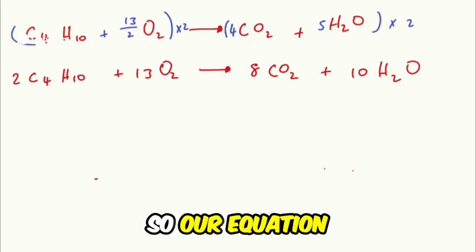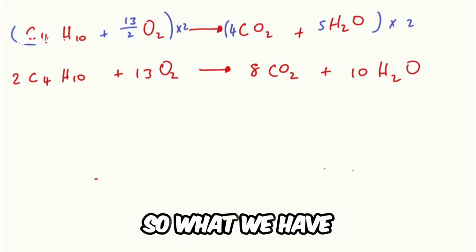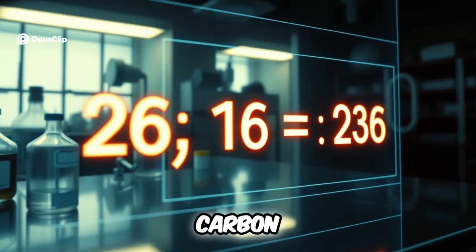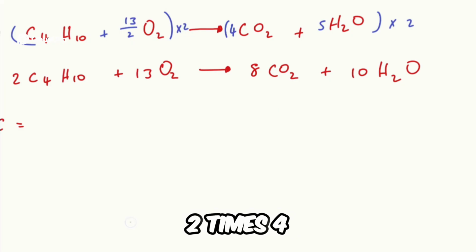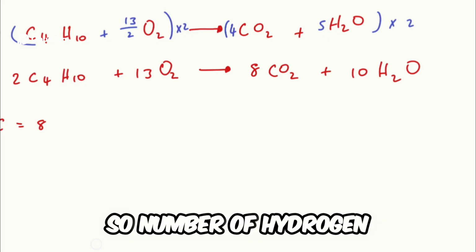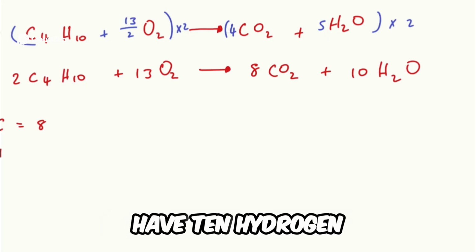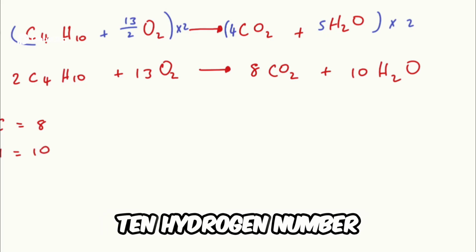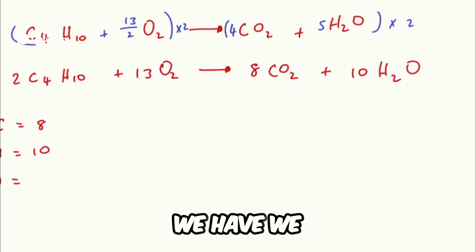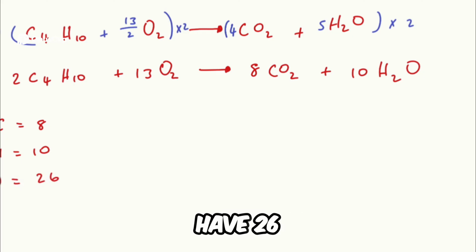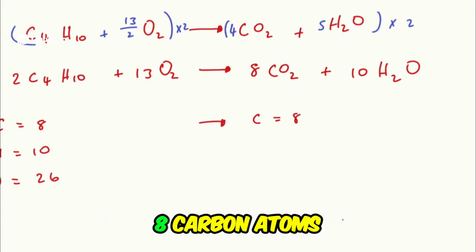So our equation is balanced. So what we have, how many C do we have? Carbon. On the left we have number of carbon, we have 2 times 4 it's 8. Number of hydrogen, on the left we have 10 hydrogen. Number of oxygen on the left we have 13 times 2, we have 26 oxygen on the left. And in our right we have how many carbon atoms? We have 8 carbon atoms.